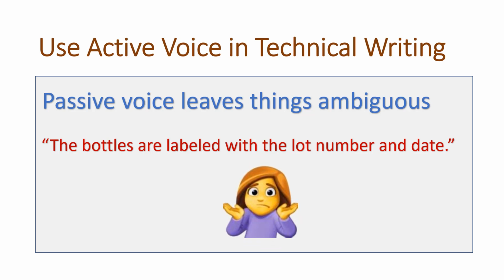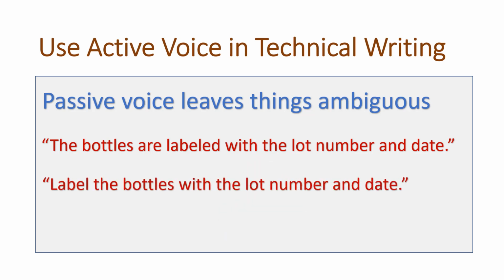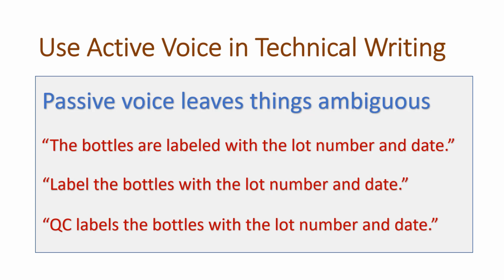Instead, if you're giving instructions, say, "Label the bottle with a lot number and date." Or if you're giving information, say, "QC labels the bottles with a lot number and date." Both are active voice and both avoid the problems of using the passive voice.